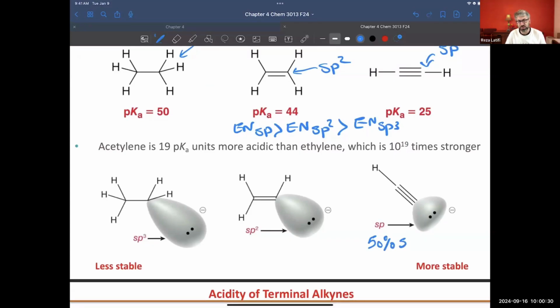And the more s character you have, the closer the electrons will be to the nucleus, and the system will be more stable, with more force. Here we have 33% s character, and that one is only 25% s character. So the higher the stabilization you get, the stronger the acid will be. Because sp is more capable of handling the negative charge, it will be the strongest acid between these three compounds. So acetylene will be the strongest acid.